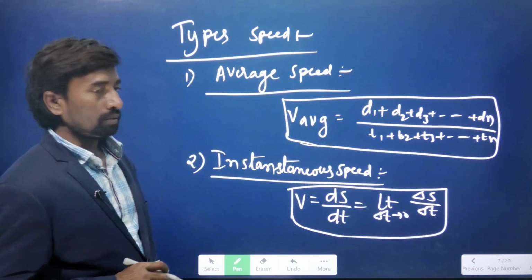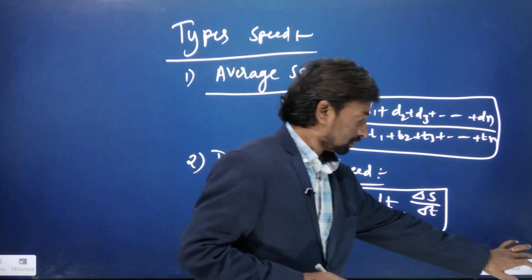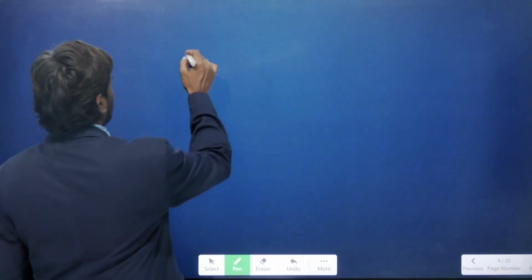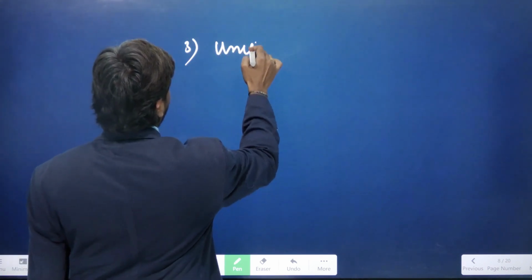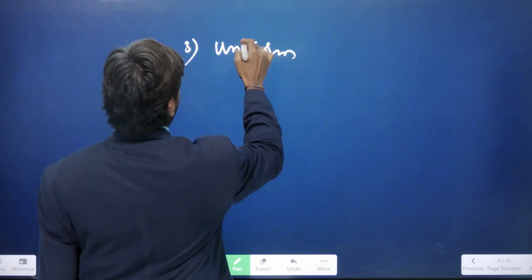Okay. These are some of the types, and we have one more. Next speed, the third one, is uniform speed, or uniform motion.